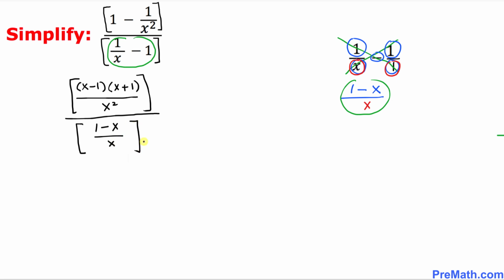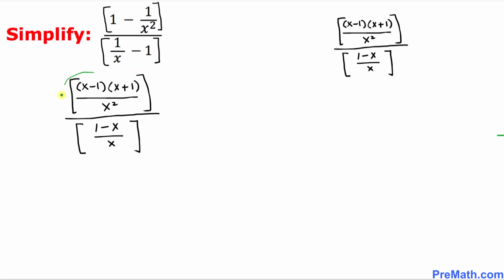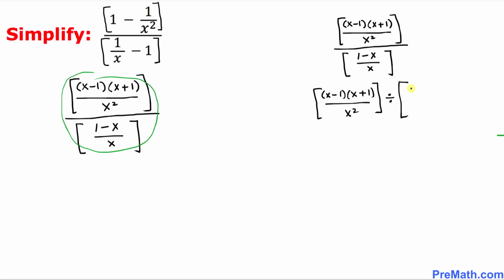So far so good. Now, as you can see on this whole fraction, I just copied it down right up here, and you can see that this top part is being divided by this bottom part. I can also write it a little bit differently. Just see how I'm going to proceed. x minus 1 times x plus 1 divided by x squared. This is the top part. Since this bottom part is dividing, I'm going to use a different kind of notation, a division sign, and then I'm going to put down 1 minus x over x.